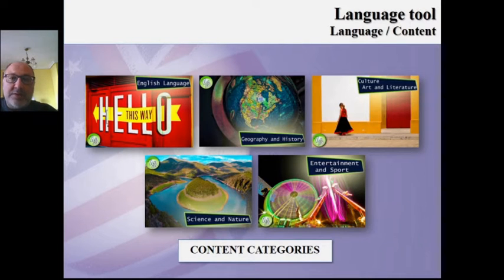In terms of language and content, the language tool has different categories for different subjects that the learners can choose from to start to play with the tool and answer different activities and challenges in the tool. So you can see that we have 5 different categories. First, English language, then we have geography and history, culture, art and literature, science and nature, and then also entertainment and sport.